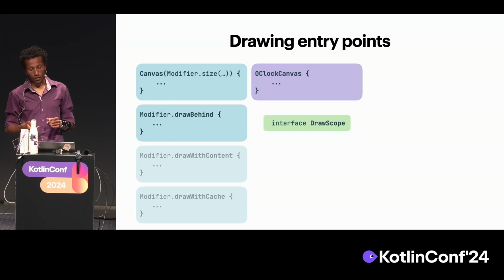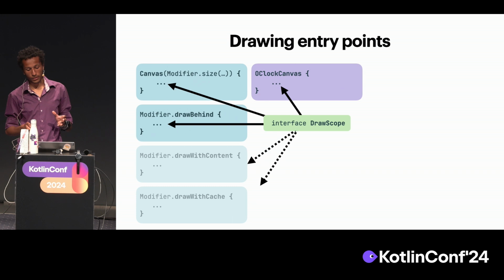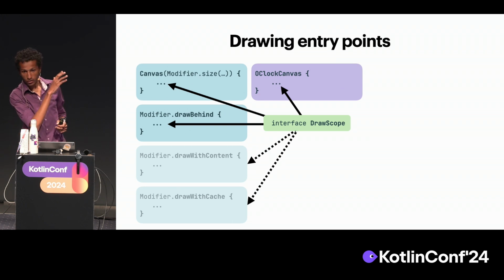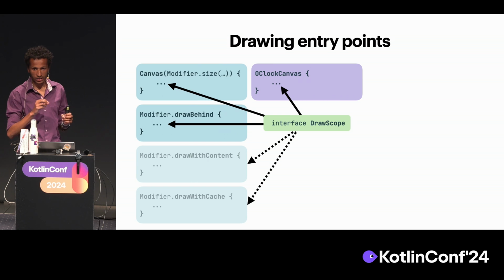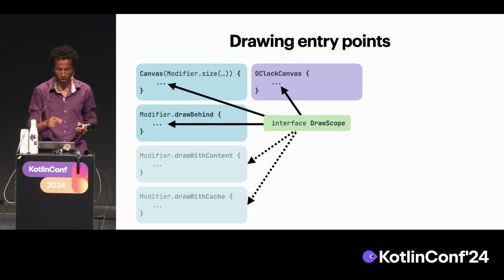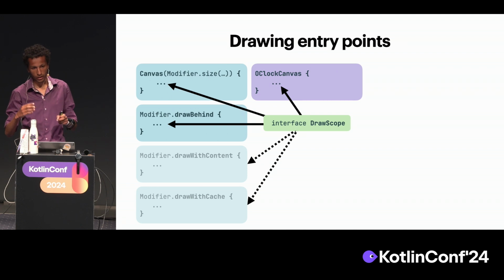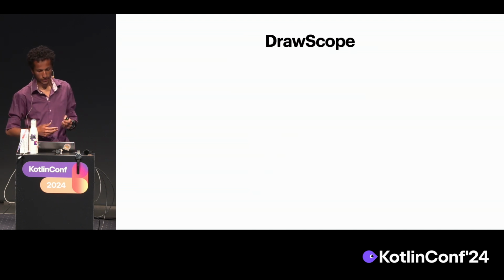And so all those types, at some point, give you the DrawScope interface. For the three that are not dimmed, those exactly give you the DrawScope receiver, and that's where all the magic happens. And the other one brings you something else where you can also access a DrawScope.